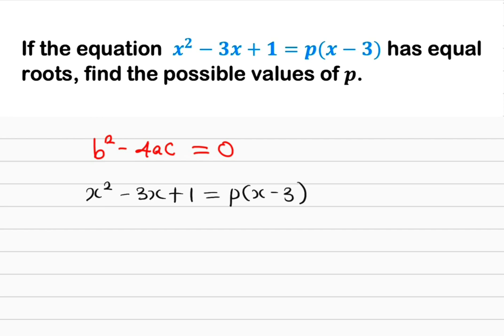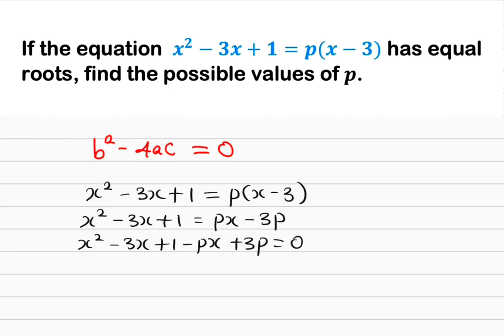Simple. You see, this is given to us not arranged. So we have to arrange it so that it will look like a general format of a quadratic equation. But once you are given it arranged, there's no need for you to do this step. Okay? But for us, we have to do it. So we are going to have x squared minus 3x plus 1 is equals to px minus 3p. Then arranging further, I have x squared minus 3x plus 1 minus px plus 3p is equals to 0.